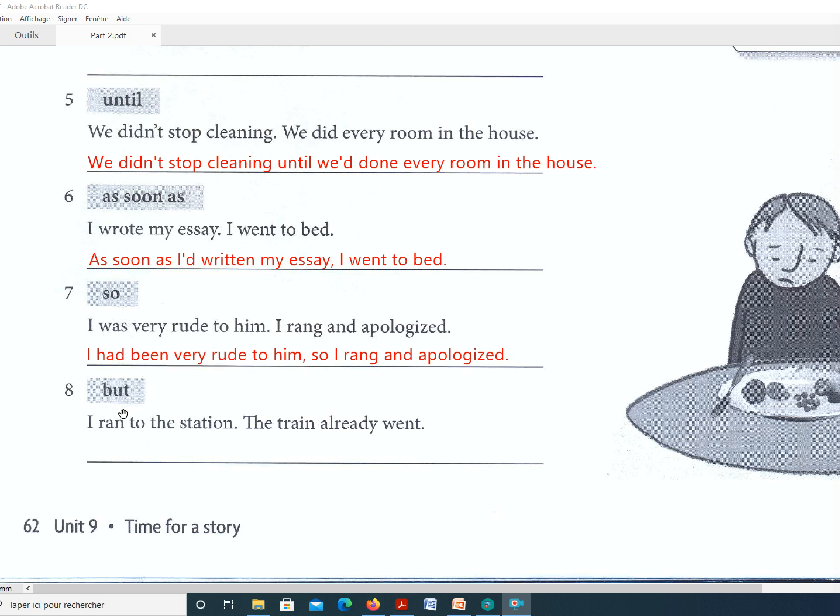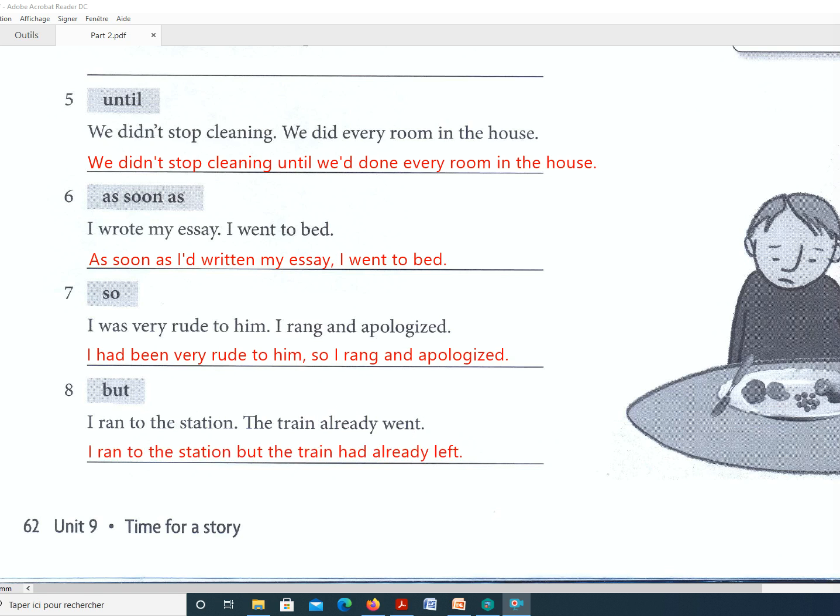Last one now, number 8. I ran to the station. The train already went. So the train went first and then the action of running, which was useless. Okay, using but. I ran to the station, but the train had already left.